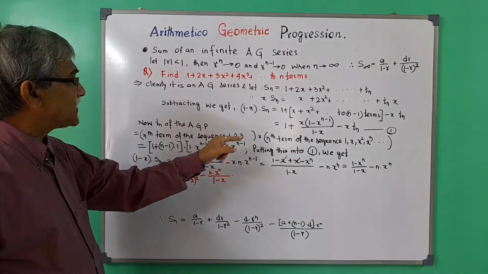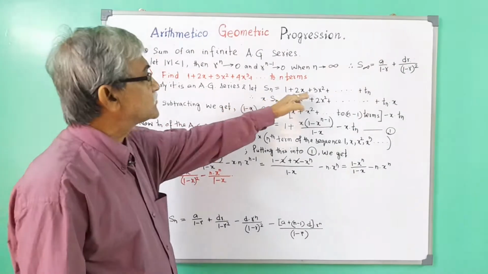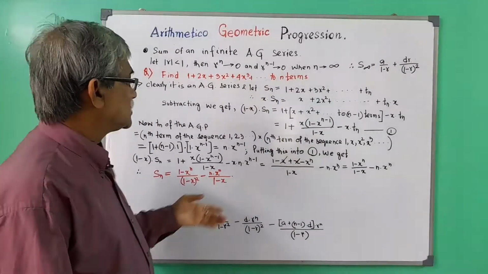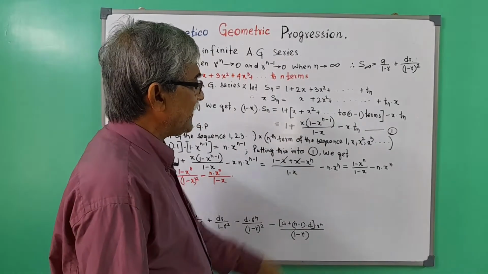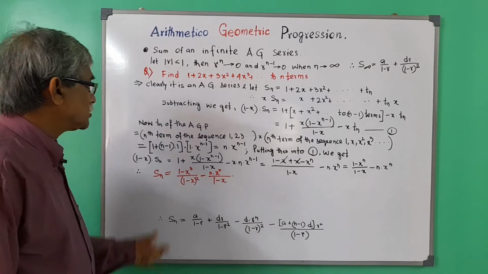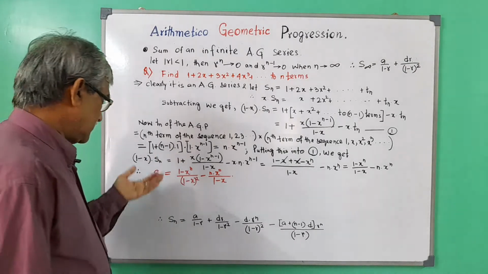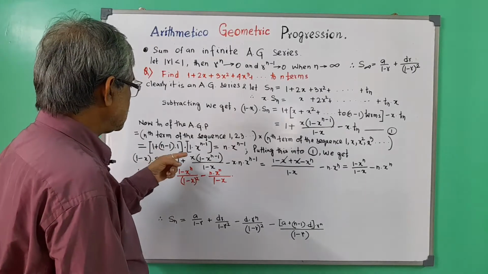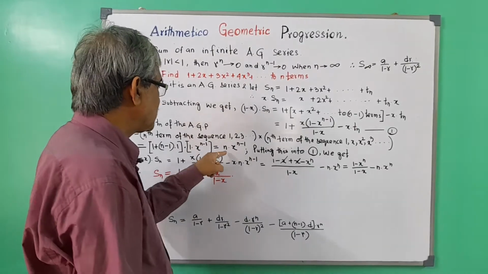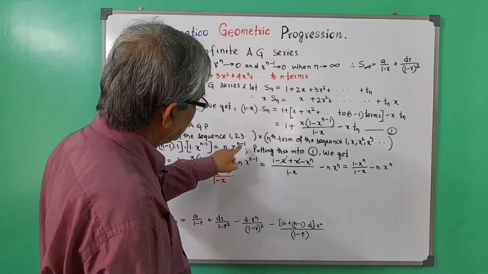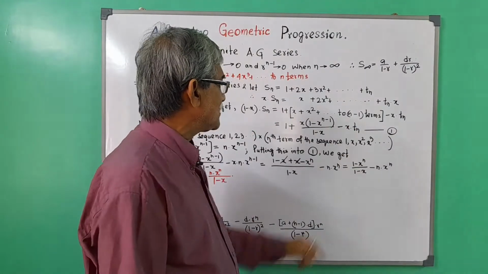Now the Tn of the AGP equals the nth term of the sequence 1, 2, 3, and so on, that's an AP, multiplied by the nth term of the sequence 1, x, x square, and so on. So this will be 1 plus n minus 1 into 1, a simple AP, and this 1 into x to the power n minus 1. So if you solve it, it becomes n into x to the power n minus 1.